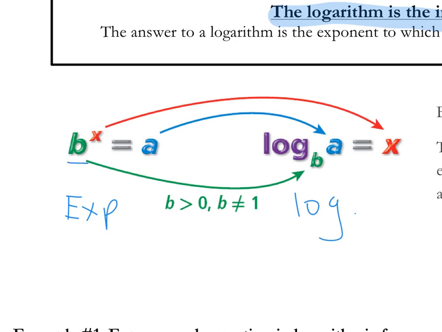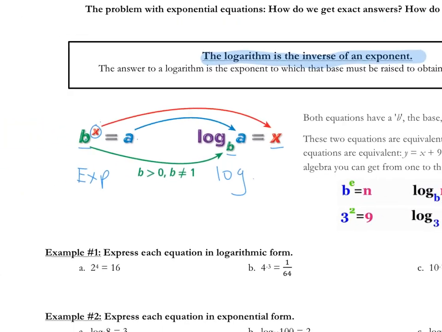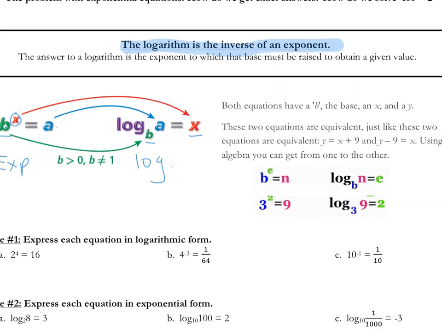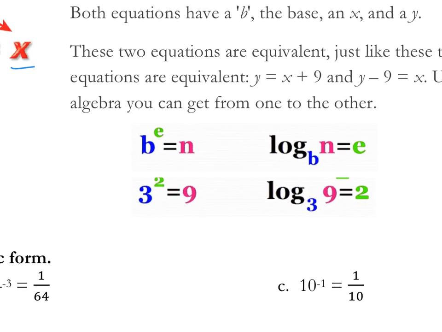This says b raised to the x power equals a. So when I multiply b times itself x times, I get a as a result. Logarithms are kind of the opposite. They say a is the result when I raise b to the x power. Okay, so make sure you really highlight this in your notes, converting from exponential to logarithmic form. Both equations have a b as a base and an x and a y. They're equivalent, so here's a few examples.